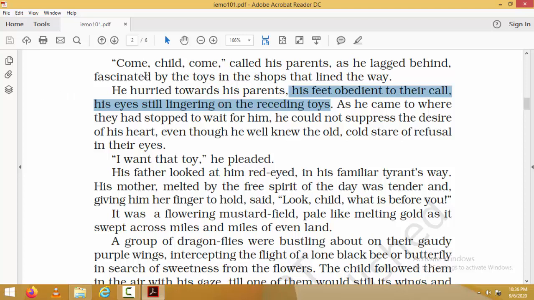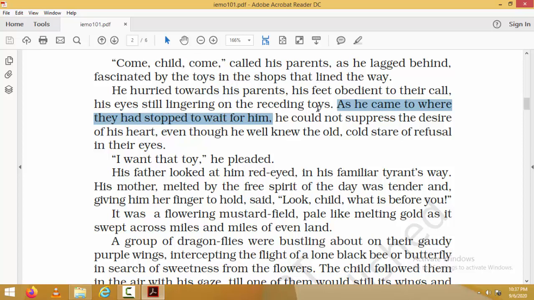As he came to where they had stopped to wait for him, he could not suppress the desire of his heart. Okay, he was unable to control himself. Seeing those shops, the toys were decorated very nicely in the shop, sweet stalls. So after seeing so many things in the fair, he was unable to control himself as he was a very small boy. So he had his feet obedient to their call, his eyes still lingering on the receding toys.